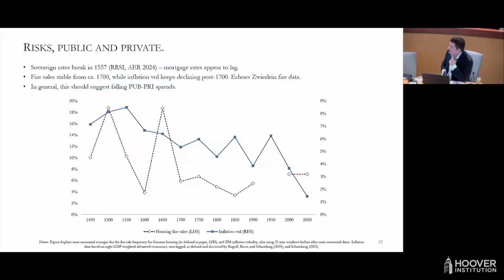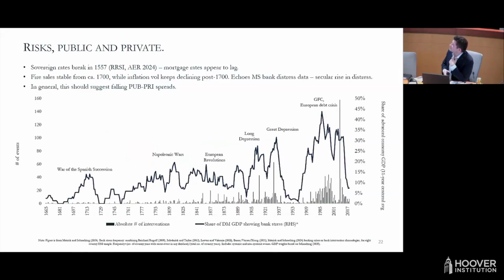So this is consistent with a couple of other projects that I've worked on. What you see here is bank distress risk over centuries. This is from a project with Andrew Metrick, where we measure bank distress over the past four centuries, which suggests an increase in private sector risk in the frequency of bank distress, while we have at the same time a decline in all these public sector risk measures that we can use.